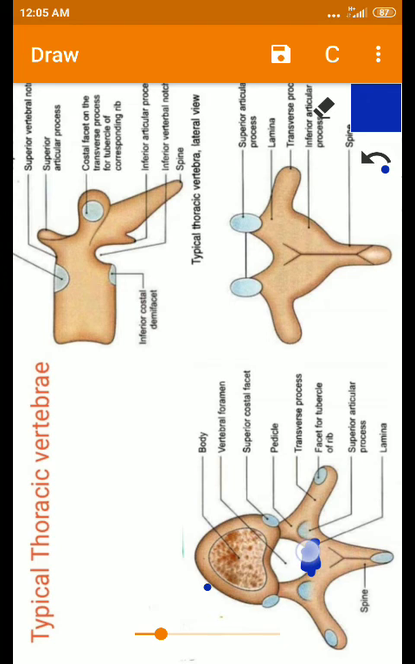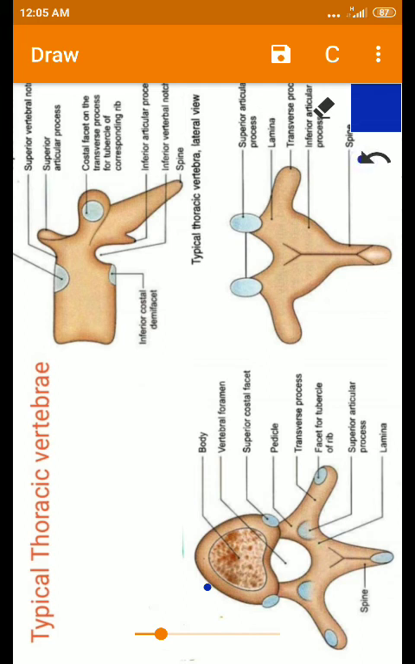Now how many ligaments have we seen? Anterior longitudinal ligament, posterior longitudinal ligament. Now another ligament we are going to see is the ligamentum flavum. This ligamentum flavum will be present here, in front of the laminae. Okay, so this is the attachment seen on the laminae. Now coming to the superior articular facets.